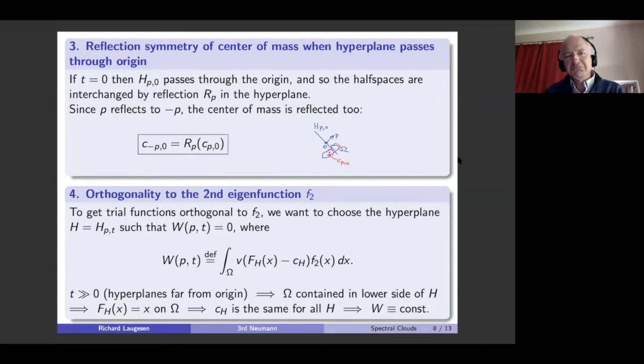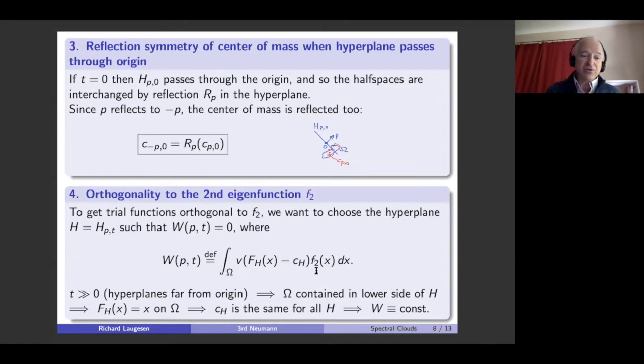Okay, so reflection symmetry of the center of mass point, which I hope is at least intuitively reasonable, even if you haven't gone through the formulas. So then we want to use that to get orthogonality to the second eigenfunction. And so here, what are we trying to do? We want this integral here. We want to integrate our vector of trial functions against the second eigenfunction, F2. So let's call that W, just because W comes after V in the alphabet. So for each hyperplane depending on the direction P and the height T, we cook up our trial functions and we integrate against the second eigenfunction.